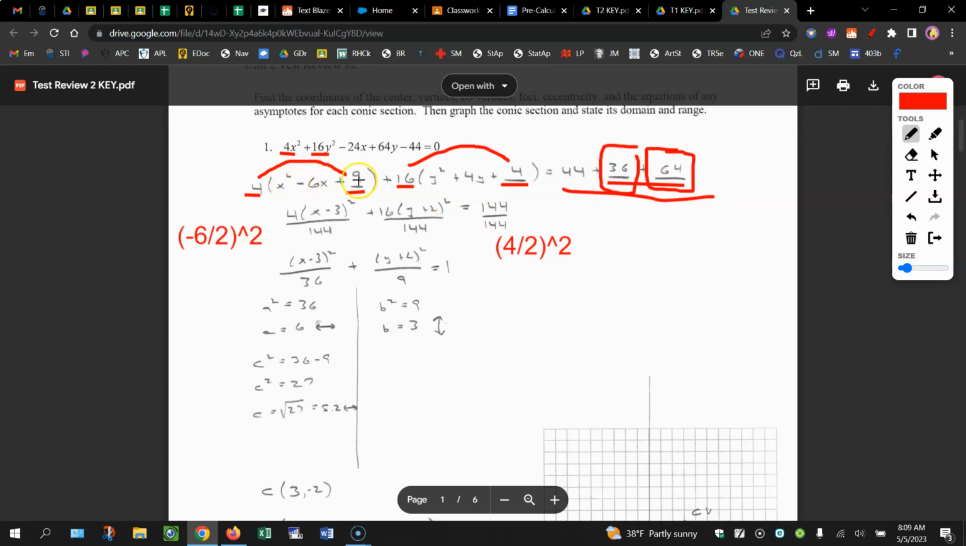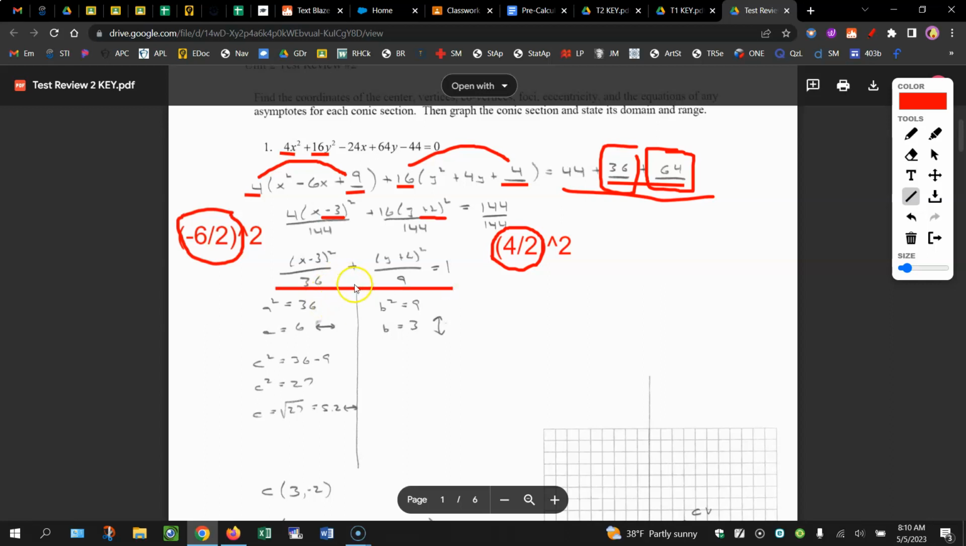If you were to factor these trinomials, you need numbers that multiply to 9 that add up to -6. X minus 3 times itself. Same thing here. The shortcut is if you just take the b divided by 2, 4 divided by 2 is +2, and -6 divided by 2 is -3. In order to get this into standard form, it needs to be equal to 1, so you're dividing everything by 144 to get this equation here. This equation is the ellipse in standard form.